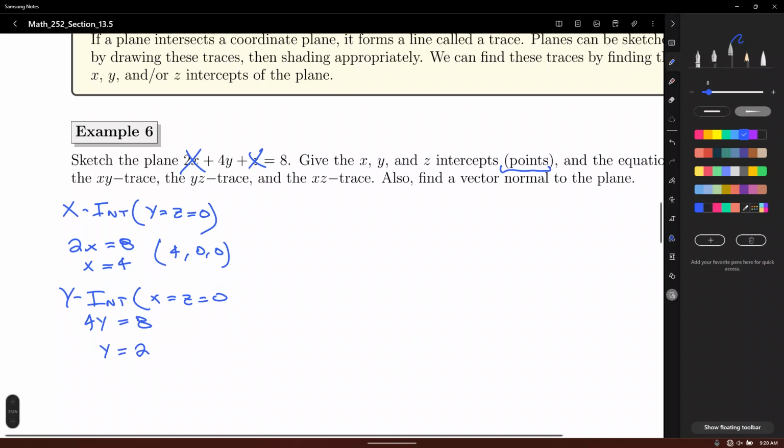But again, the ordered triple that describes the intercept is going to be, careful, we made x and z equal to 0, so (0, 2, 0). Right?